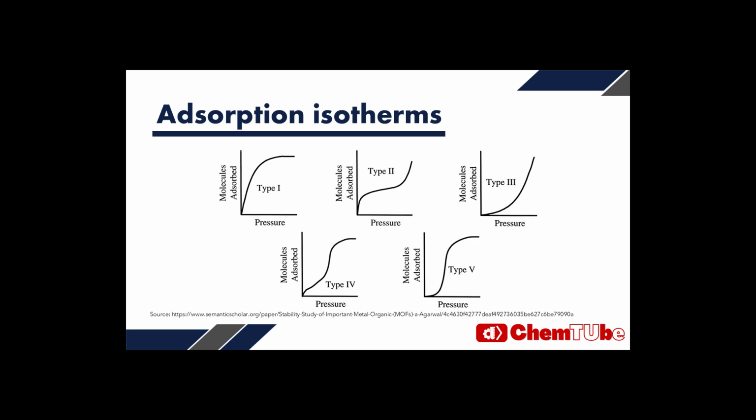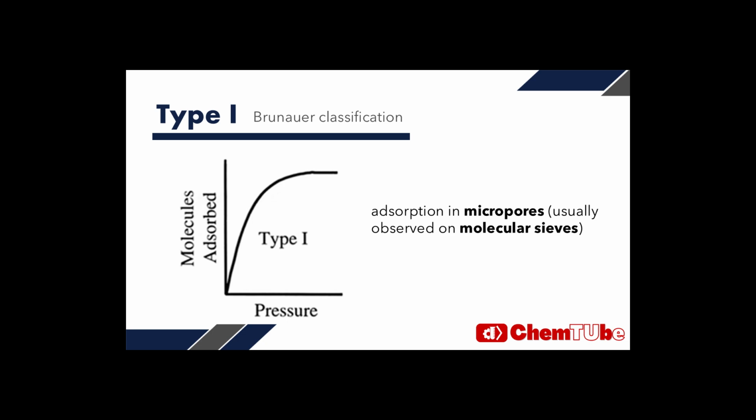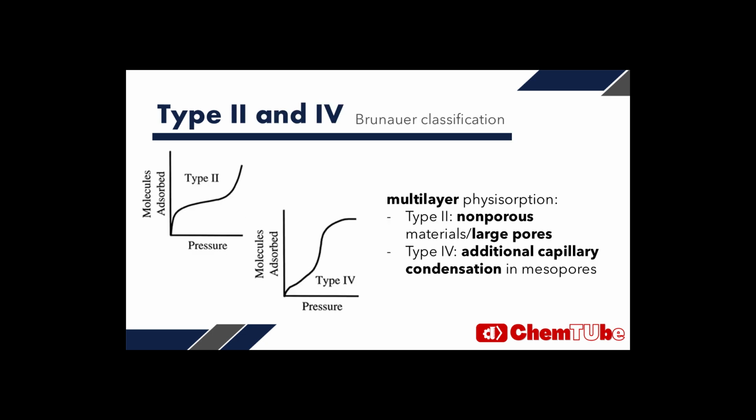Different types of materials have different isotherms, which allows us to differentiate between them, for example, based on the Brunauer classification. Let's have a look at some examples of the isotherm types you can encounter. Type 1: adsorption in micropores, usually observed on activated carbons and molecular sieves, so porous materials that can separate particles of molecular dimensions.